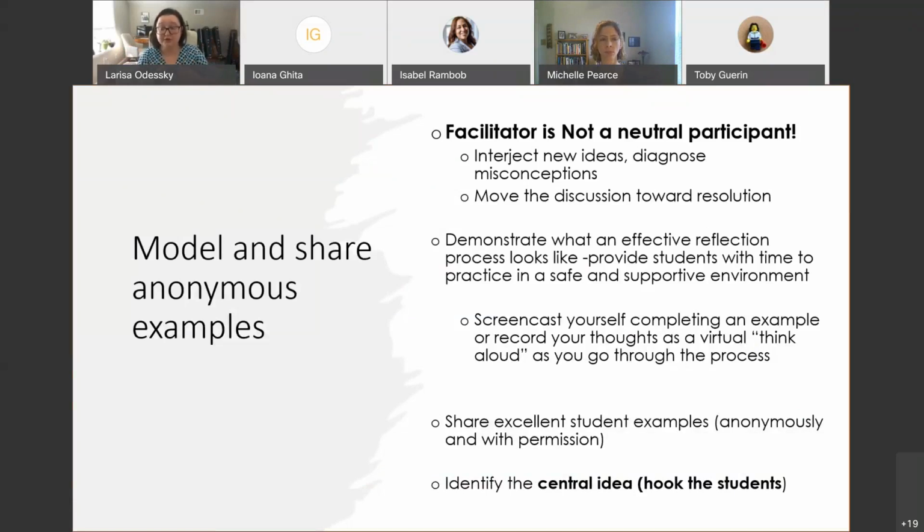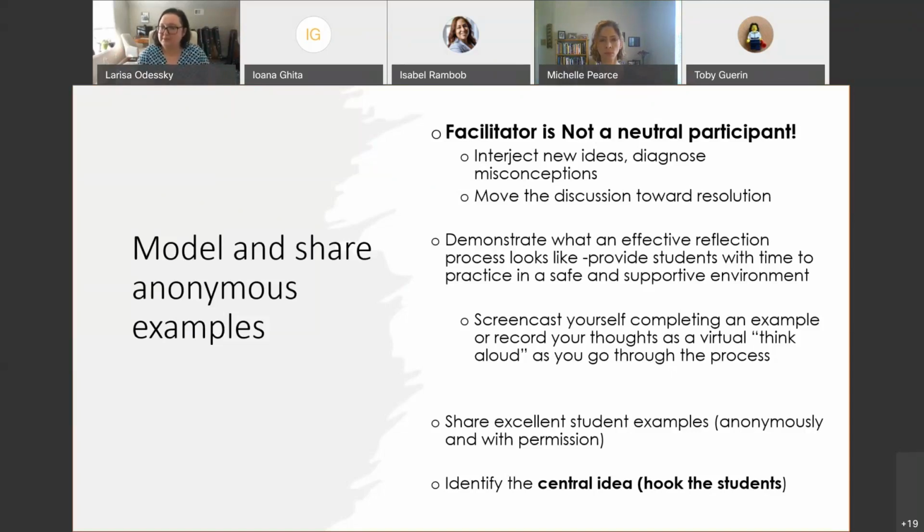We should demonstrate what an effective reflection looks like. We can use VoiceThread or something and show them how we think out loud and work through a problem and work through our reflection. It shows them that we're vulnerable too. It builds that trust. We can also share excellent student examples anonymously with permission and show them this is what I'm looking for.